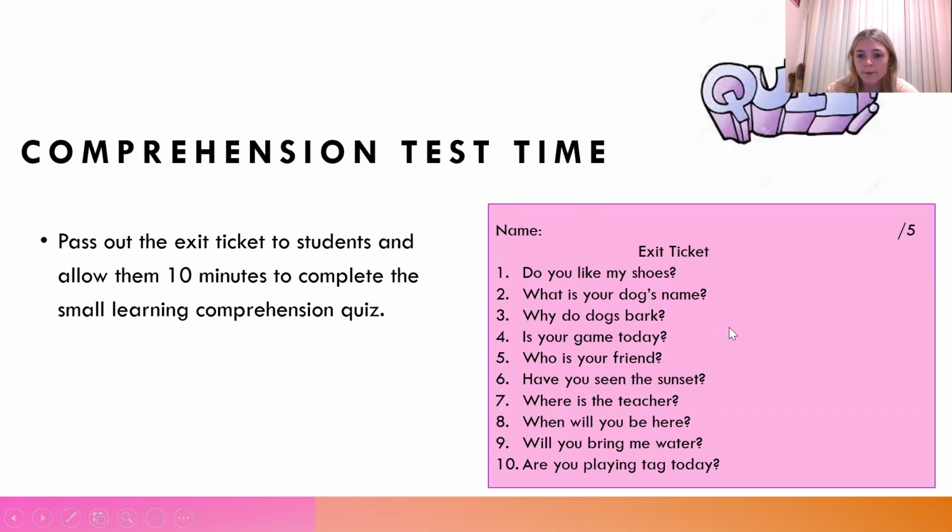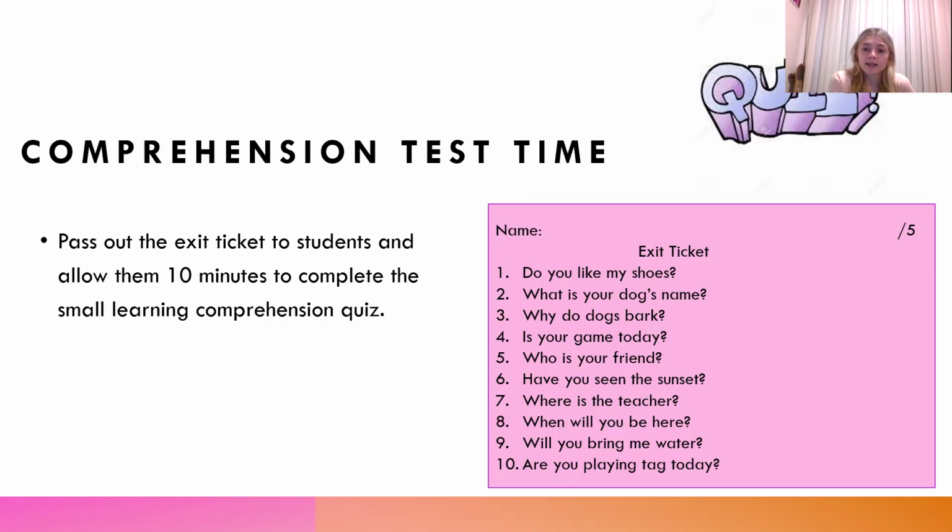Next is time for a comprehension test. This is effective because you want to make sure your students are fully understanding the work and not just choosing the answers their classmates chose, so you can quiz them more on their individual understandings. So you want to pass out the exit ticket to students and allow them about 10 minutes to complete the small learning comprehension quiz. If they finish early, they can just sit and wait for class to be over, maybe do some independent reading time or work on other assignments, or maybe color a picture or something.